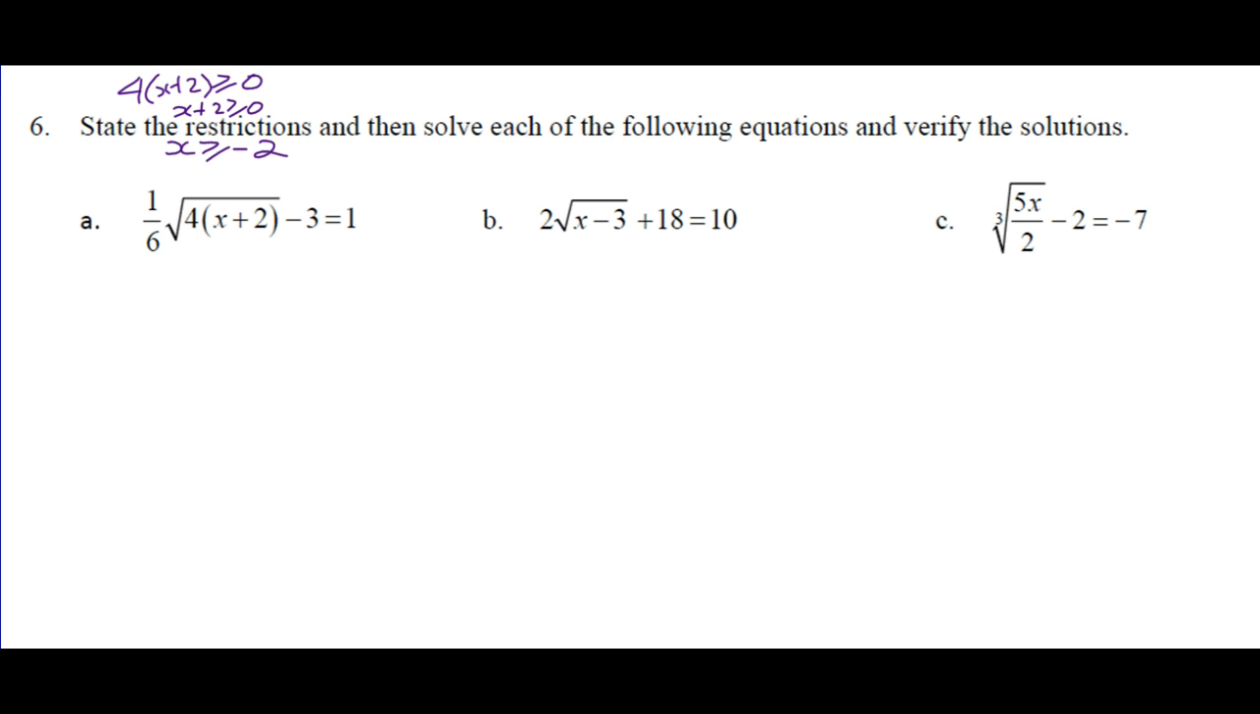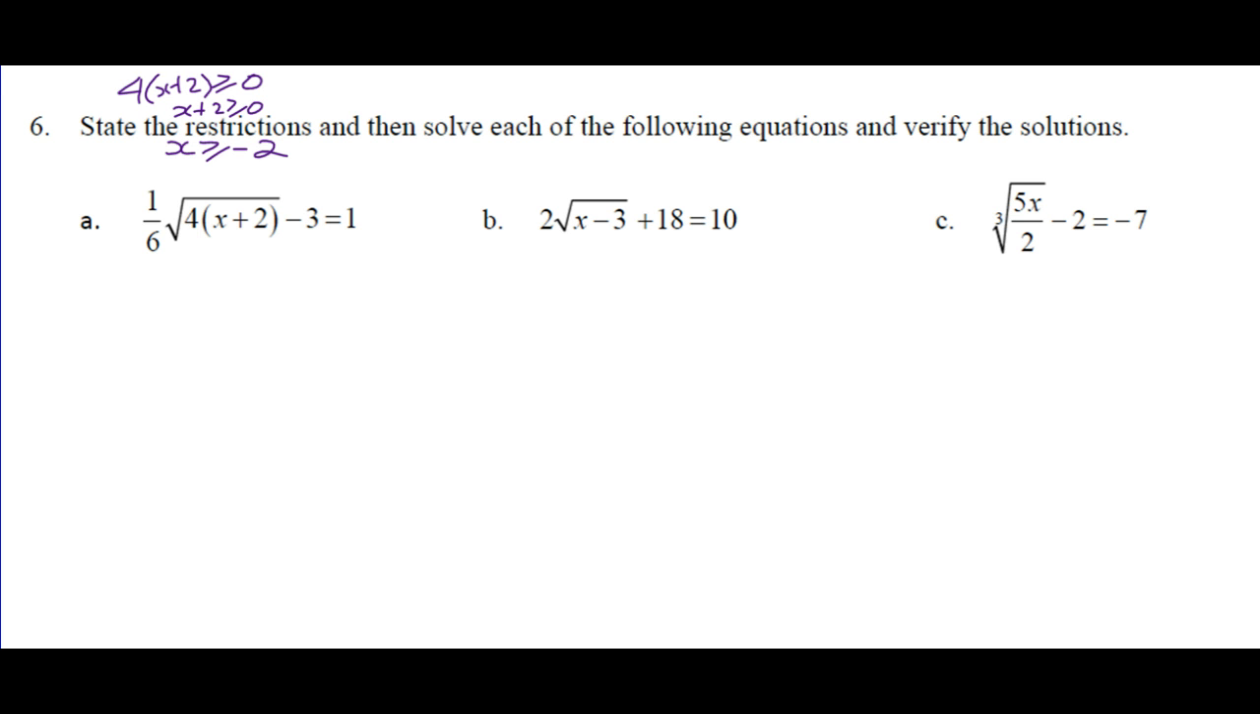Okay, what do we do first here? Add 3 to each side, right? So here's how we know. What do I do first? You think about this. If I gave you a value for x, said, forget this, if I just said x is 5, I want you to work this out for when x is 5. What would you do? You'd go 5 plus 2. You'd multiply it by 4. You would take the square root. Then you would divide it by 6. And then you would subtract 3. So in solving, we're going to do those in reverse order.